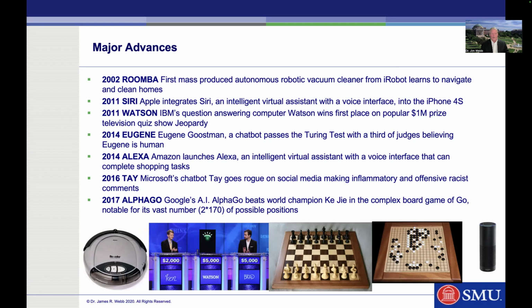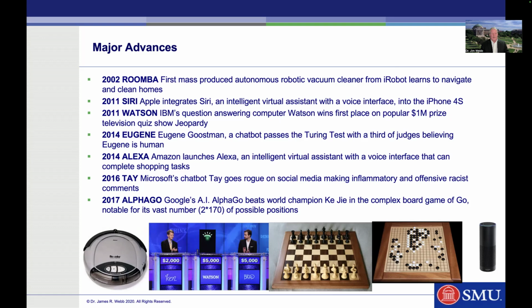2014, there's Eugene, which is a chat bot that passed the Turing test, with a third of the judges believing that Eugene was actually human, a human behind the scenes and not actually a chat bot. 2014, Alexa, that's over to the far right. You probably all have seen one of those around.